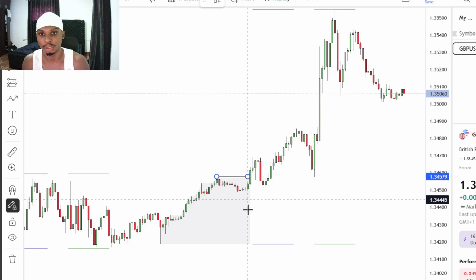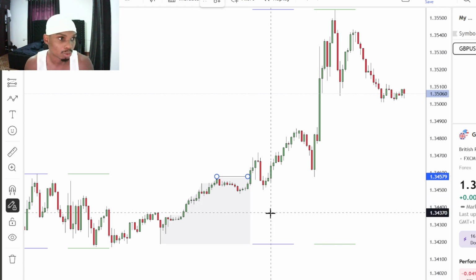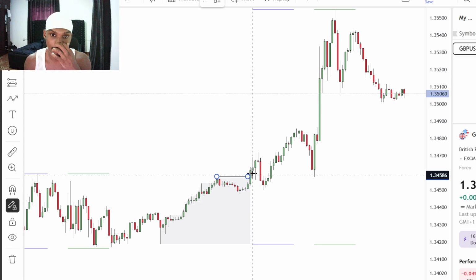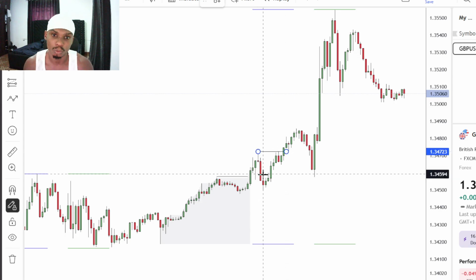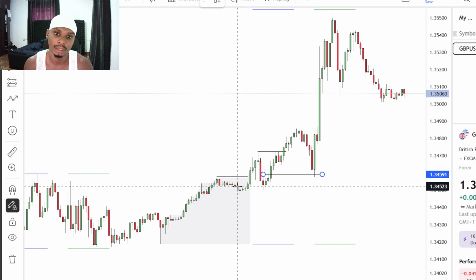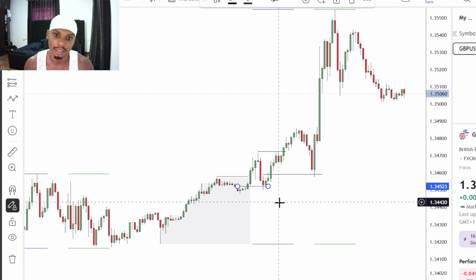What are we looking for? A pullback to the order block or to the 50% range before we can do what? Before we can buy. Next BOS, this one. Pull back to where? Here, before we can buy. Pull back to what? Here, before we can buy. These are two entries that price quoted on the NFP day. And yeah, that is it.